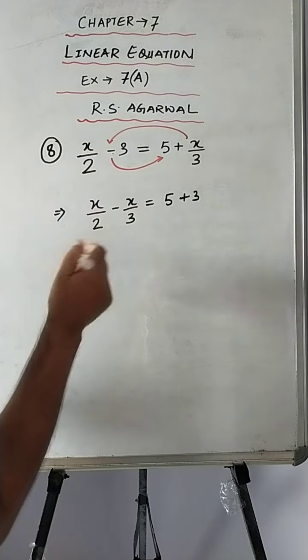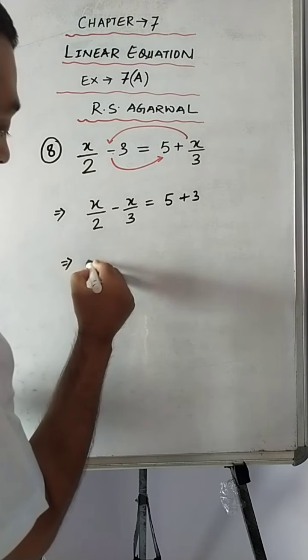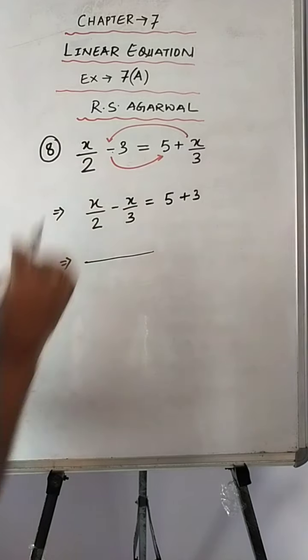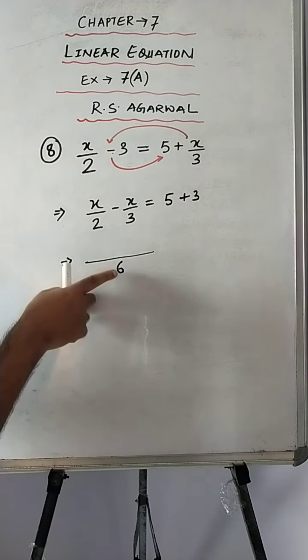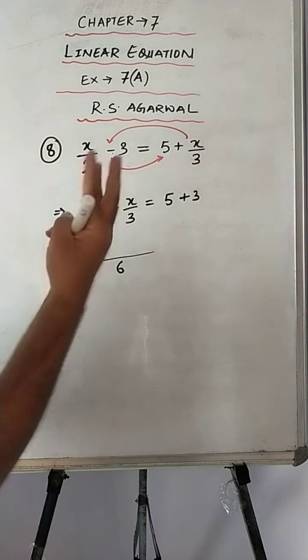Now what to do about this one? We have to find the LCM first because it is in fractional form. The LCM of 2 and 3 is 6. Now when 6 is divided by 2, we get 3 as the answer.